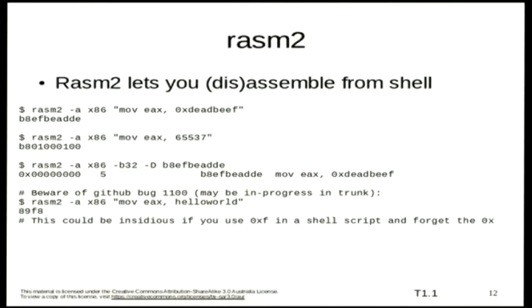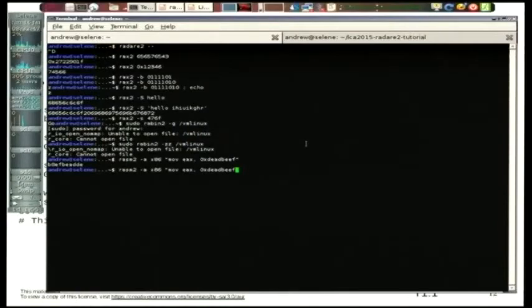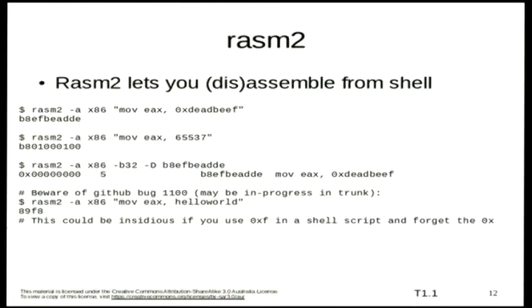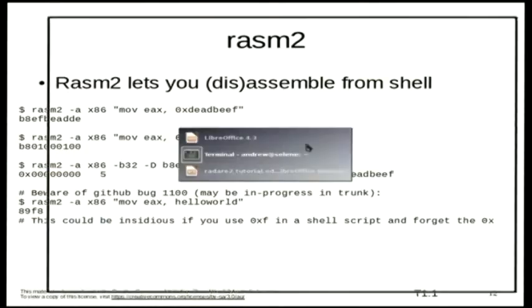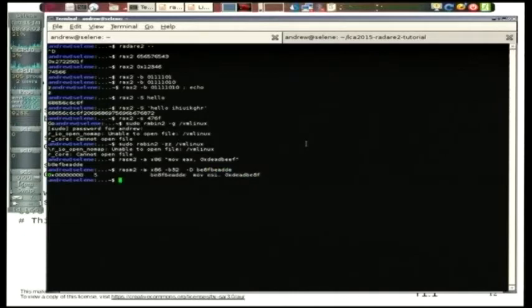And we have the reverse, so we'll disassemble. The -b 32 forces it to be 32-bit. B8. Sorry? B8. Did I type it in wrong? B8. Oh, okay. It's produced something. Oh, that doesn't matter because it's just a different register. So you can see it's produced a single line of assembly from that binary hex.